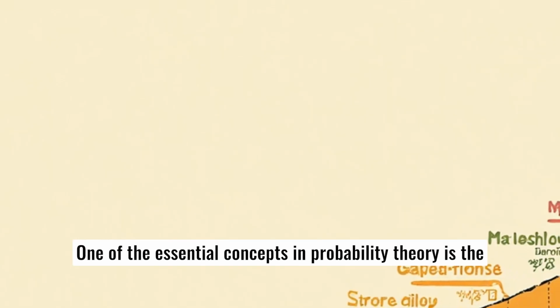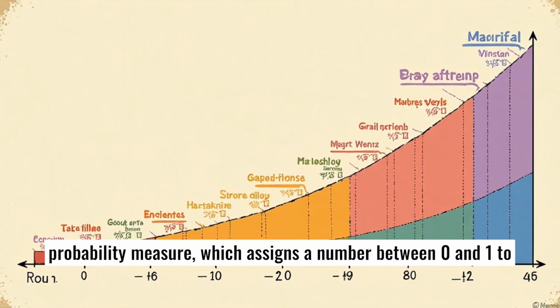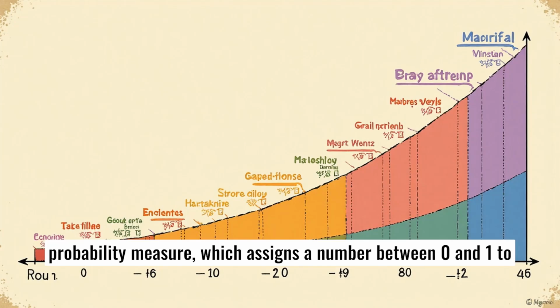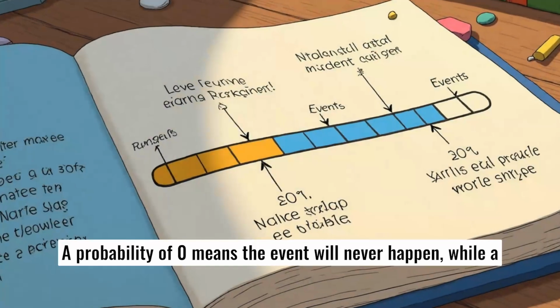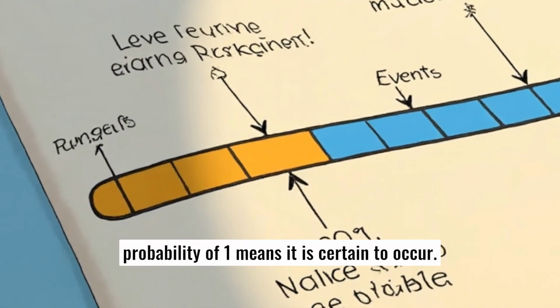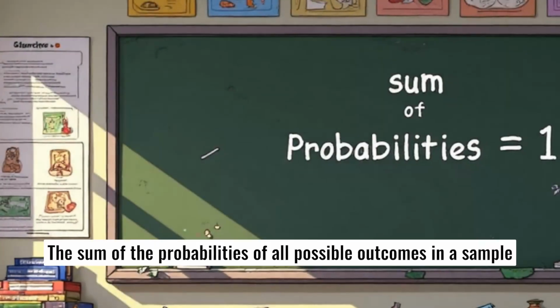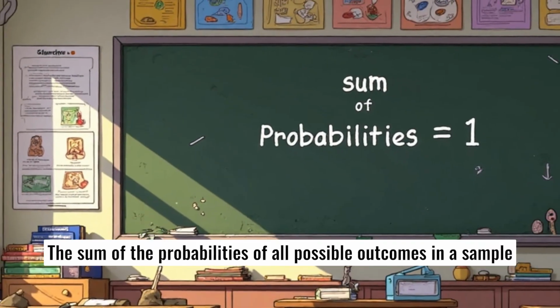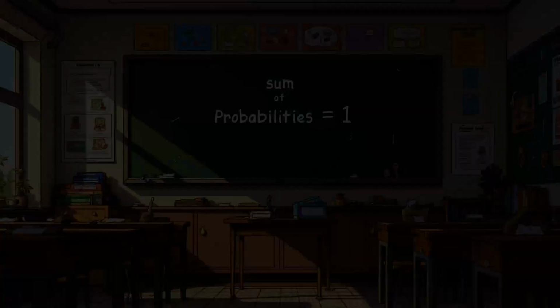One of the essential concepts in probability theory is the probability measure, which assigns a number between 0 and 1 to an event, representing its likelihood. A probability of 0 means the event will never happen, while a probability of 1 means it is certain to occur. The sum of the probabilities of all possible outcomes in a sample space is always equal to 1.